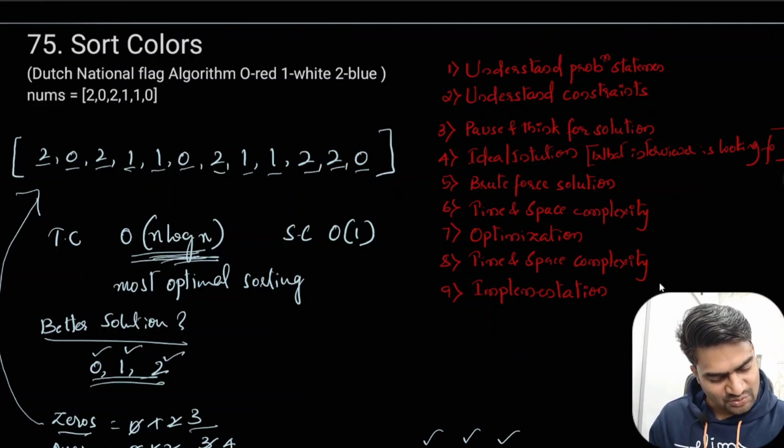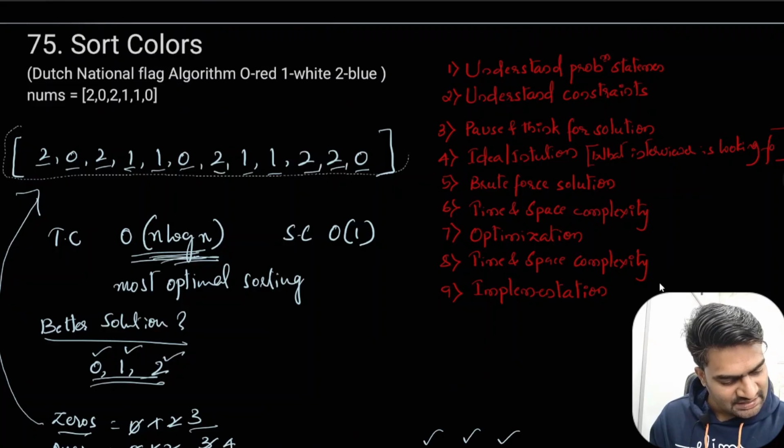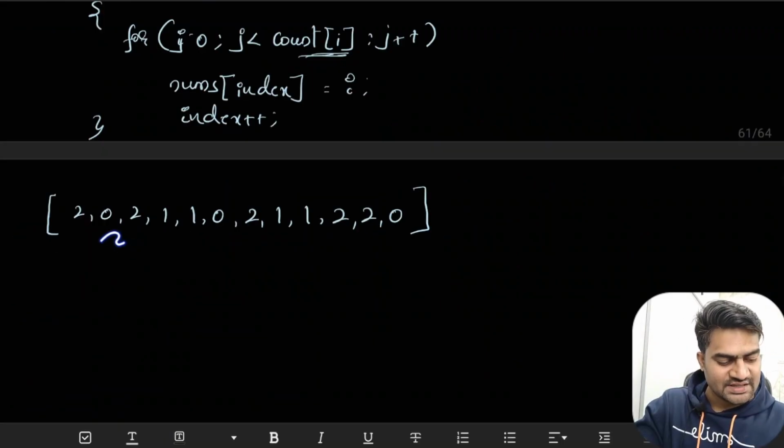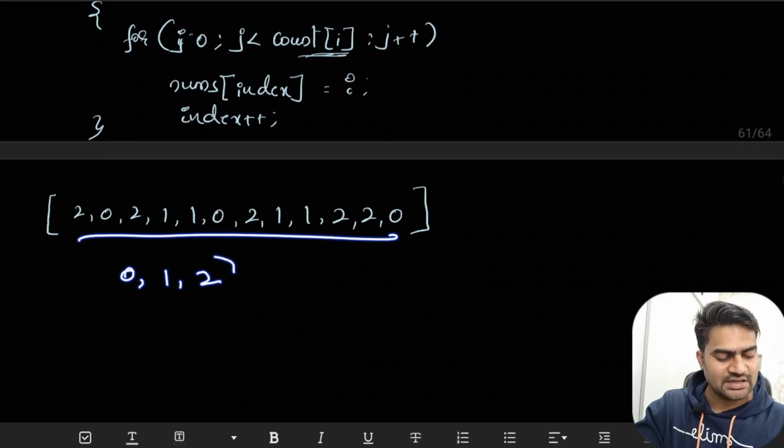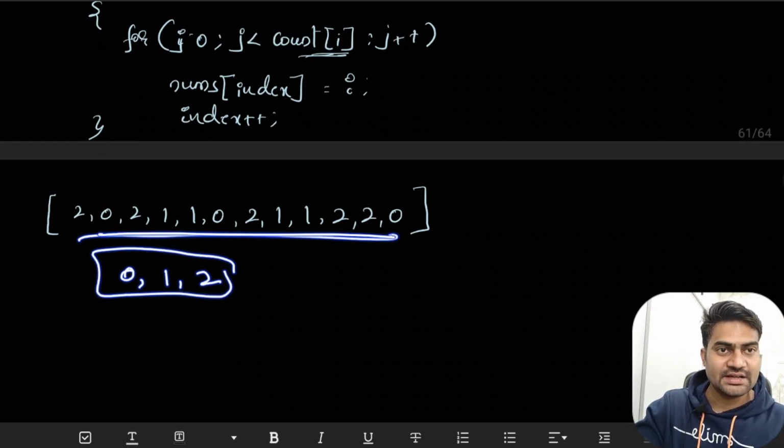Maybe what I will do, I will take this. Since our array only contains 0's, 1's and 2's here, in order to sort, we need to place 0's first. Then we need to place 1's in the middle. Then we need to place 2's at the end. Correct, right? If we do that, then somehow we have sorted the array.